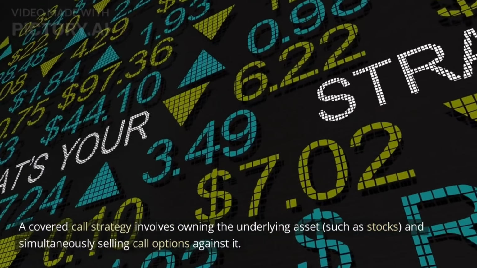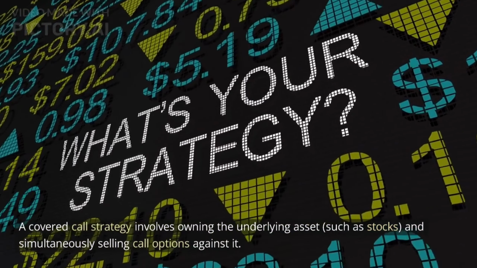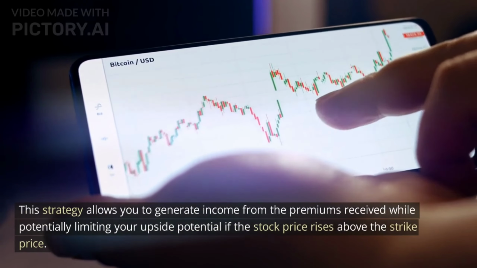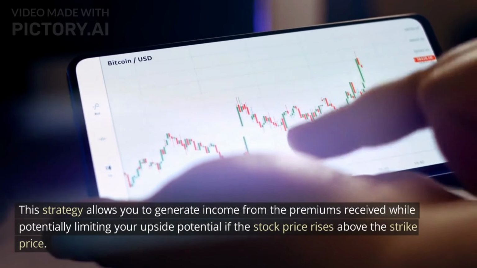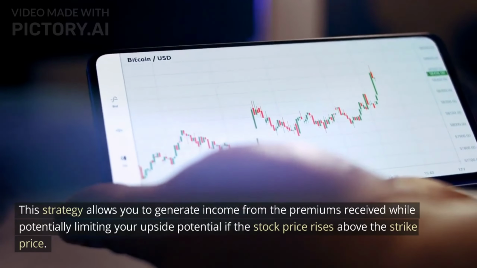Covered call. A covered call strategy involves owning the underlying asset, such as stocks, and simultaneously selling call options against it. This strategy allows you to generate income from the premiums received while potentially limiting your upside potential if the stock price rises above the strike price.